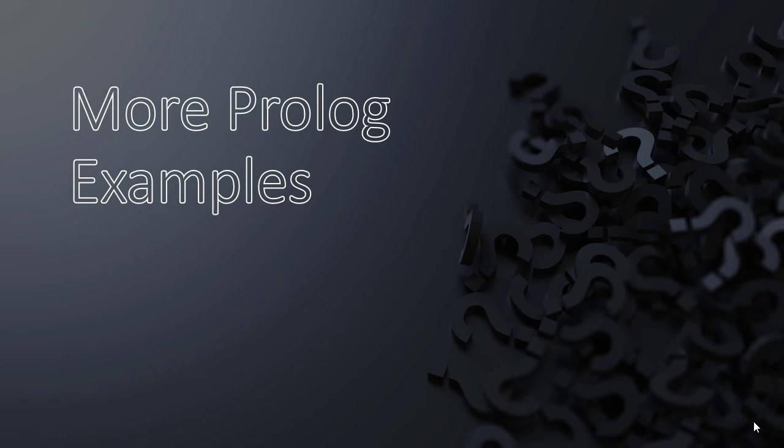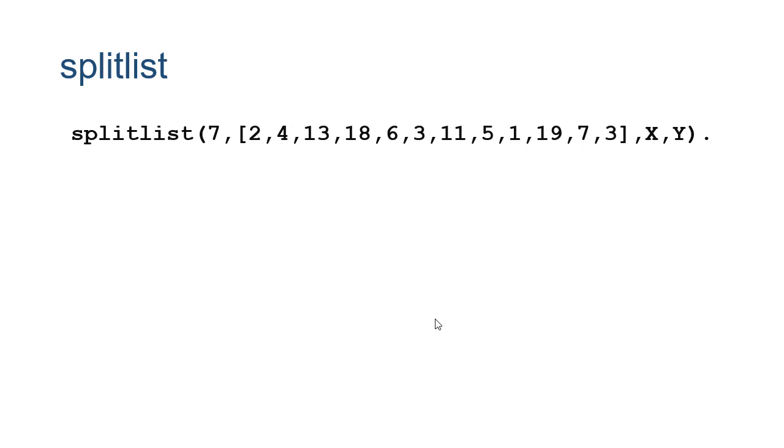So in this video, we're going to see some more advanced Prolog examples that will take into consideration a lot of the different techniques that we've talked about so far with Prolog. So our first example, we're going to write a rule called split list. Split list is going to split this list into values less than 7 and values greater than 7.